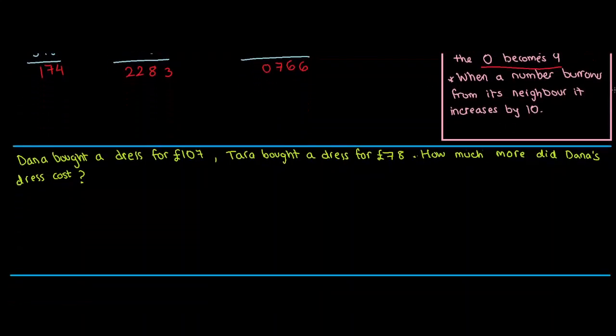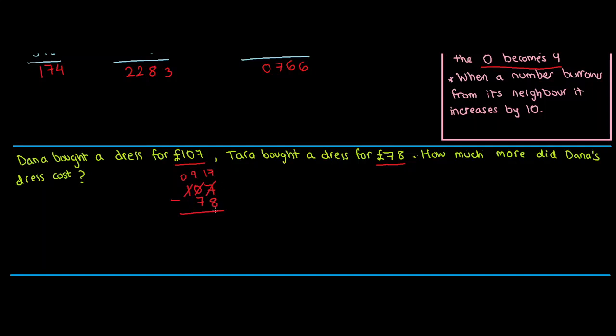One final example. Dana bought a dress for £107. Tara bought a dress for £78. How much more did Dana's dress cost? Well, we can find that out by saying 107 minus 78 because we are trying to find the difference between these two numbers. 7 minus 8, we can't do that because we need a bigger number over here. So 7 becomes 17, and it borrows from its neighbor, which is 0, and 0 becomes a 9. And then 1, when it goes, it becomes a 0.